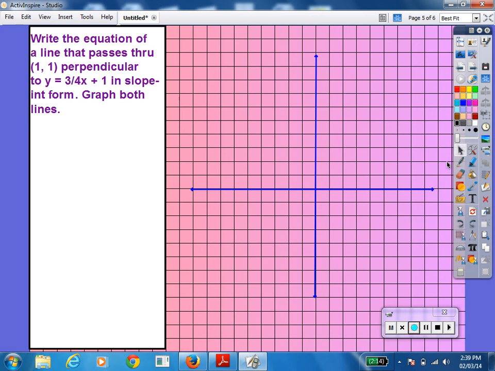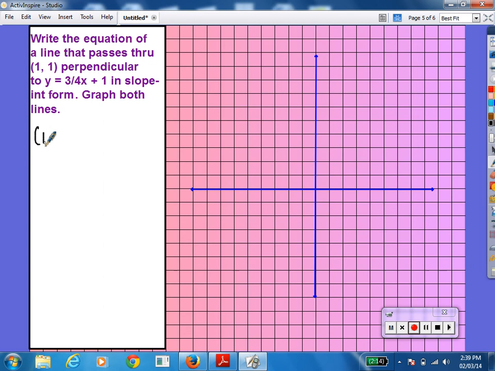Okay, so here's the point that I'm given. Write an equation of a line that passes through (1, 1). So there's our point. Perpendicular to y equals 3/4 x plus 1. Well, look, it's already in slope-intercept form, so my slope is here. So let's do perpendicular to this. So the perpendicular would be from positive to negative, and we're going to flip it, okay? Let's go ahead and graph this one really quick, and then we'll do all this work. Write the equation and graph it.